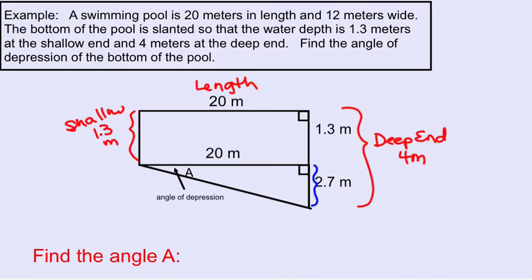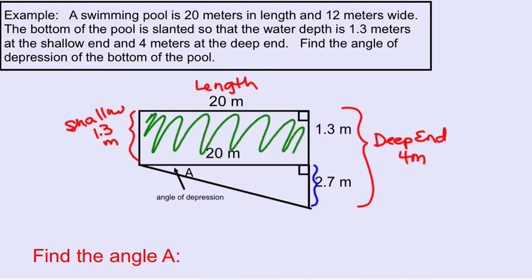And I created two separate pictures. This is a picture of a rectangle, and then this is a picture of a triangle. And we want to find out what is the angle of depression from this bottom point. So we're going to use trigonometry. So I'm going to label this side opposite and this side adjacent to my angle A.